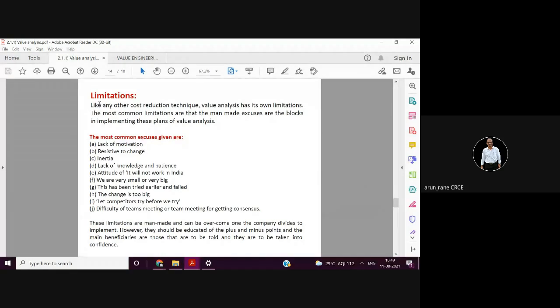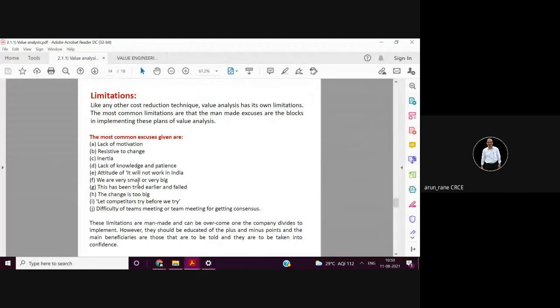So these are the man-made excuses, the blocks in implementing. These are the threats or the barriers for implementing any technique, which we are creating on our own. What are the excuses? Lack of motivation, resistance to change, inertia. हाँ, जो कर रहा है वो रहने दो ना सर, इसमें क्या हो रहा है, चालू है ना, चलता है ना, ऐसा.